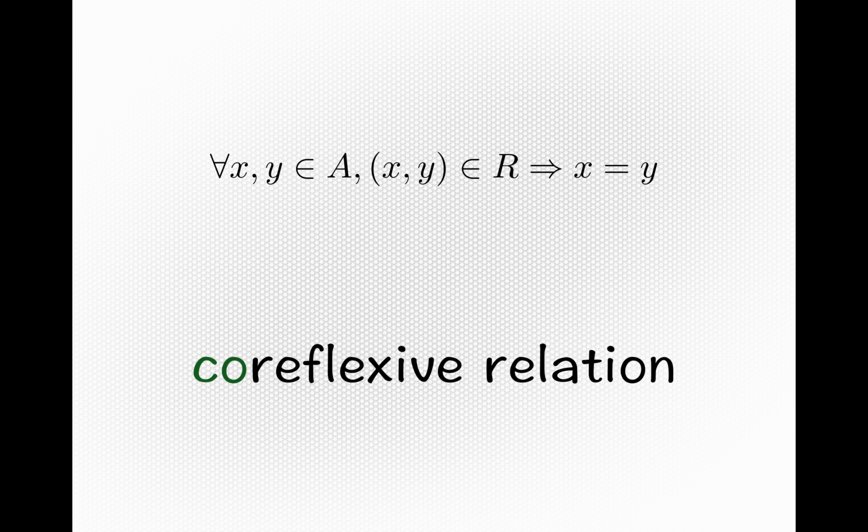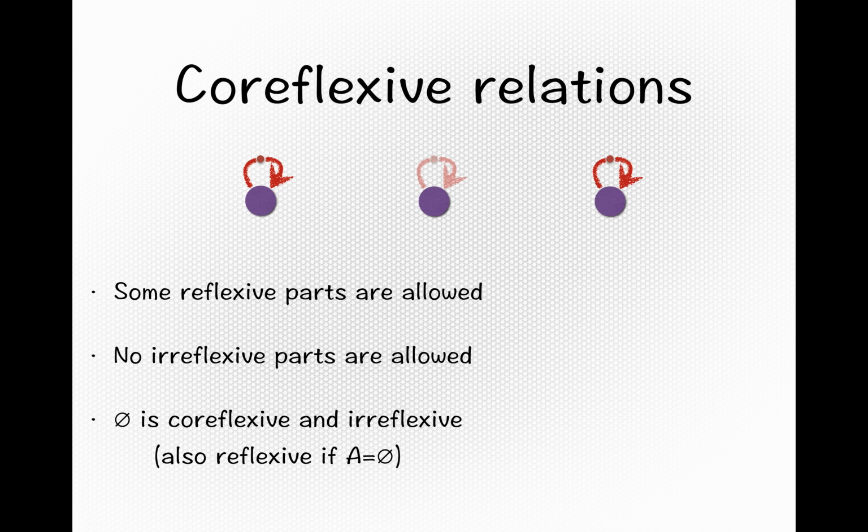We also have a co-reflexive relation, which says that we can have reflexive parts, but we don't have to have all of them, but we should not have any irreflexive parts. So if we have a relation from x to y, then x is the same as y. So it basically means that the empty relation, for example, is co-reflexive. Otherwise, if our base set is not empty as well, then it is not reflexive, because the smallest reflexive one is equality.